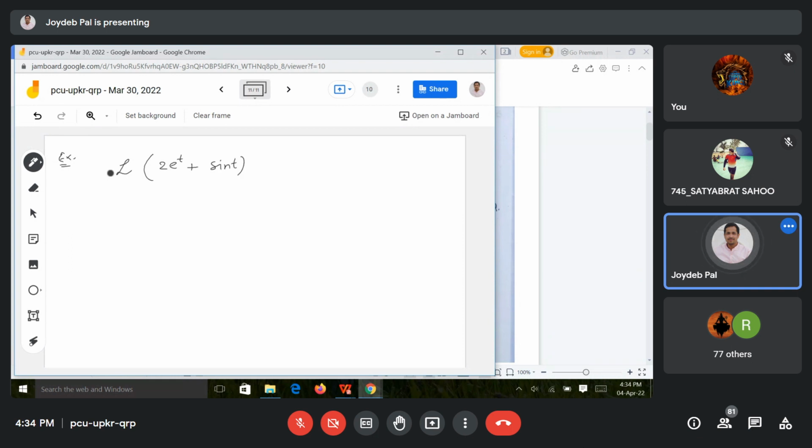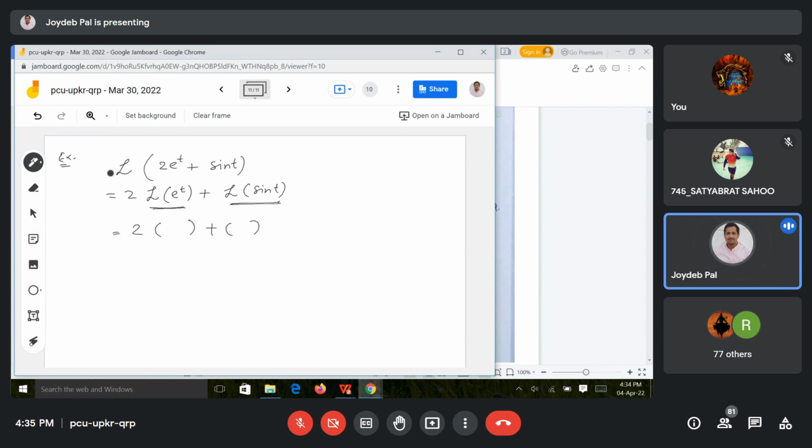So first of all, you have to apply the linearity property. 2 into Laplace transform of e to the power t plus 1 into Laplace transform of sin t. That is by the linearity property, right? Now it is a tabulated function, and it is also a tabulated function. There are formulas for the Laplace transform of sin t and the Laplace transform of e to the power t. So now you can write it, and you will get a function of s.